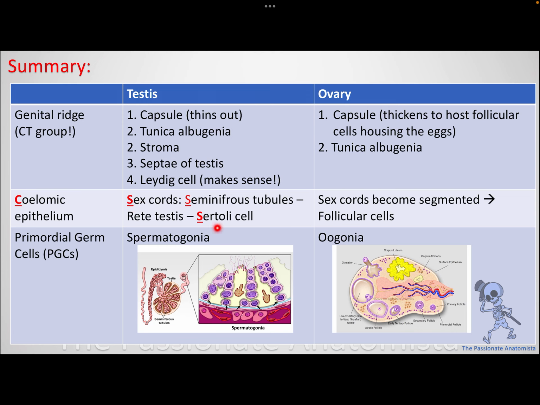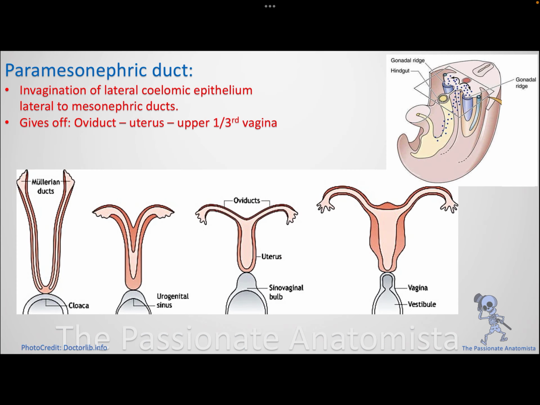All right. Now here in female, in the ovary, yes, of course, the genital ridge will give me the capsule and connective tissue stuff, all right? And the coelomic epithelium will invaginate also to give me the follicular cells by becoming segmented, and the primordial germ cells coming from the yolk sac, migrating all the way from the mesentery of the hindgut to reach here and fill in the seminiferous tubules with the spermatogonia, or the follicular cells with the oogonia. Okay, guys, this is a summary of the development of the ovary and testis.